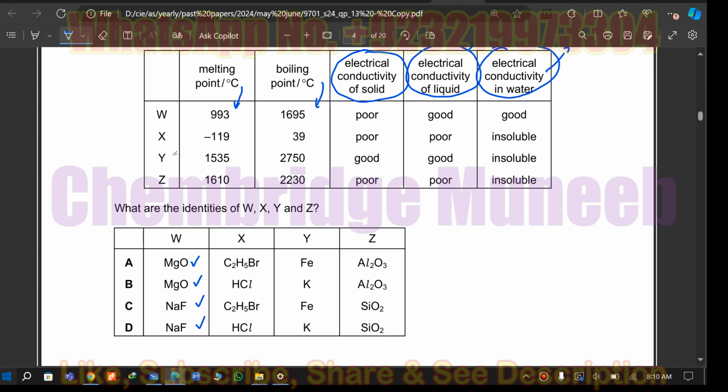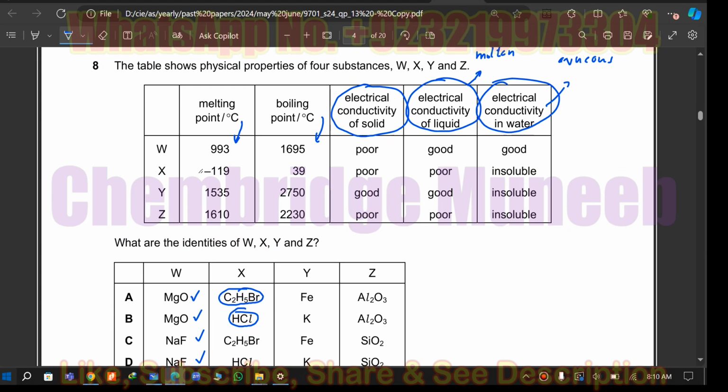Then about the X. X contains two compounds. One is an inorganic compound, HCl, and it is a strong acid, and C2H5Br is a halogenoalkane. Specifically speaking, it is bromoethane. So now we have to check the properties. So I'm going to check these last three columns.